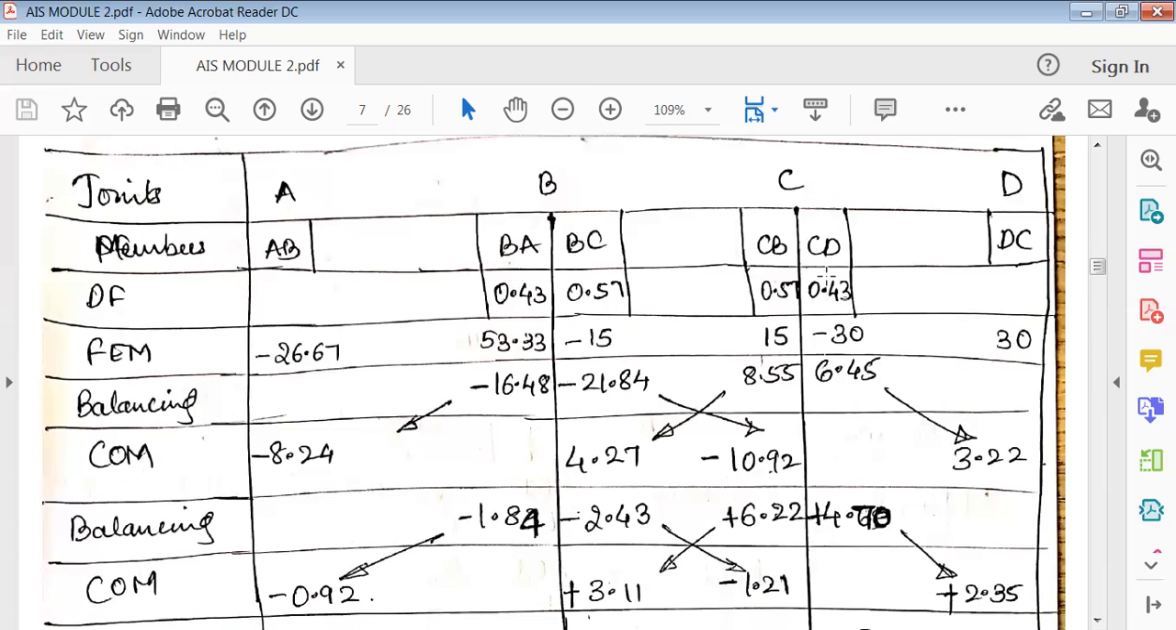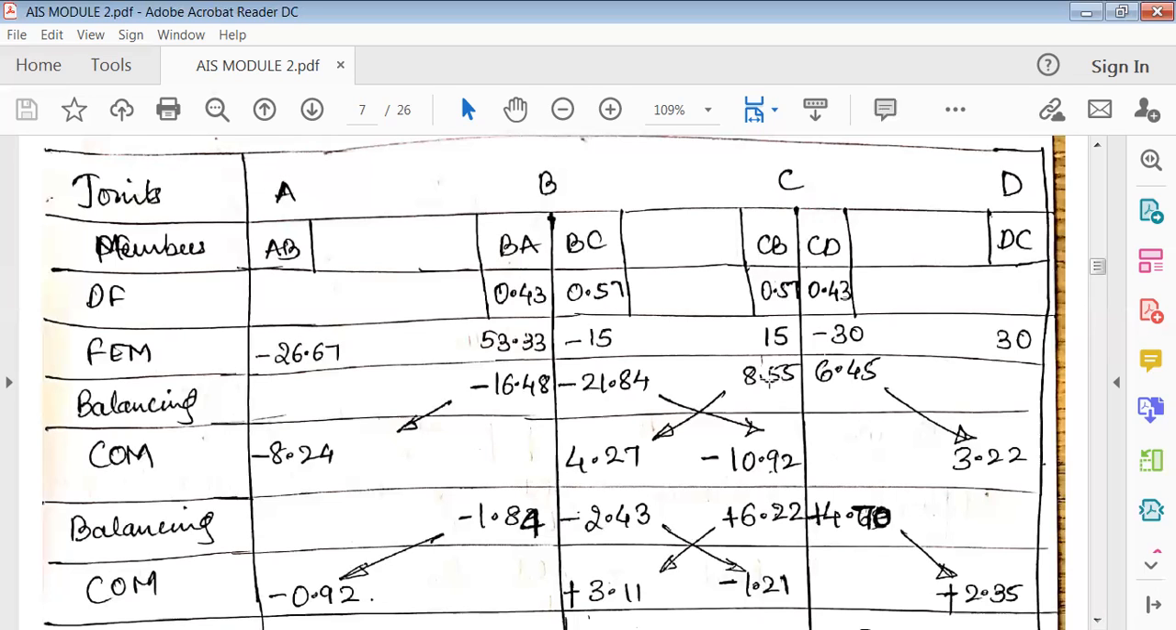Similarly, you have to balance the moment at C here. At C, same thing: 15 minus 30. At C, you have to add both of these, so 15 minus 30 is minus 15. Because the answer is minus 15, when you're balancing, minus becomes plus. So both the answers will be plus here. 15 into 0.57 is 8.55. 15 into 0.43 is 6.45. Eventually, when you add these, it will become 15 only.